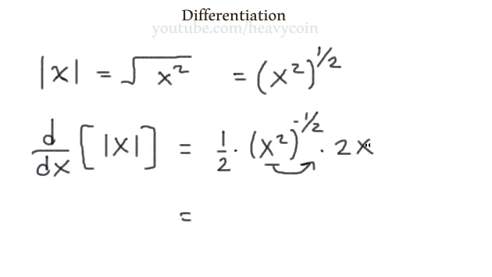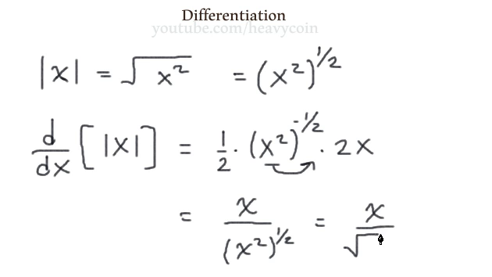And now what we're going to do is we're going to just simplify this thing down. So 1/2 of 2 is 1. And this right here becomes just x on top over. And then because it's a negative exponent, I can take this down into the bottom and make it a positive exponent. Of course, we can rewrite this as x over the square root of x squared. Okay. So the derivative of the absolute value of x is x over the square root of x squared. Let's look at another one.